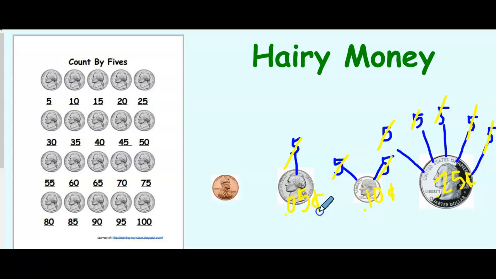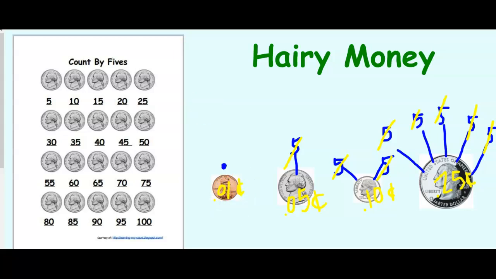Now, for the penny, we don't need any hairs because all of the hairs are worth 5 cents each, and a penny is just worth 1 cent. So either you can write nothing at all, or you can put a dot here. And that just means 1 cent. You count with a 1. Great job, boys and girls.